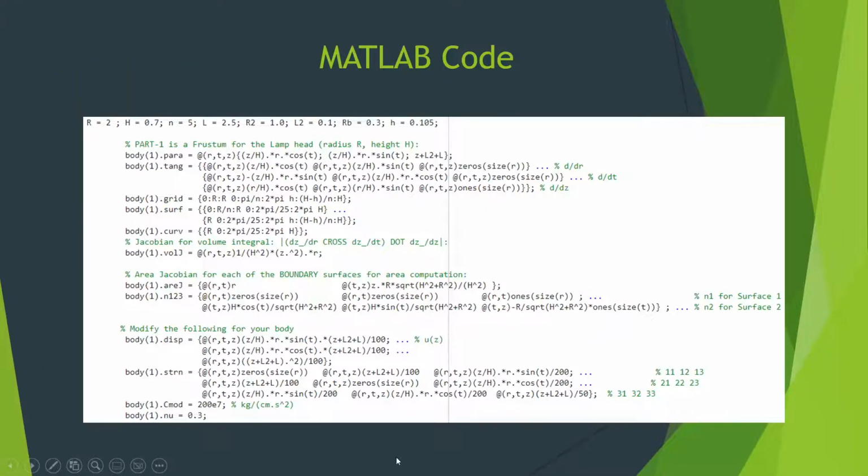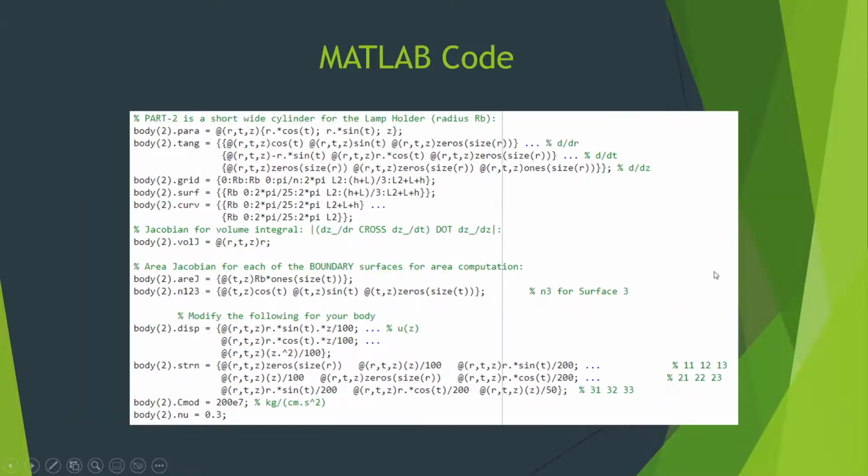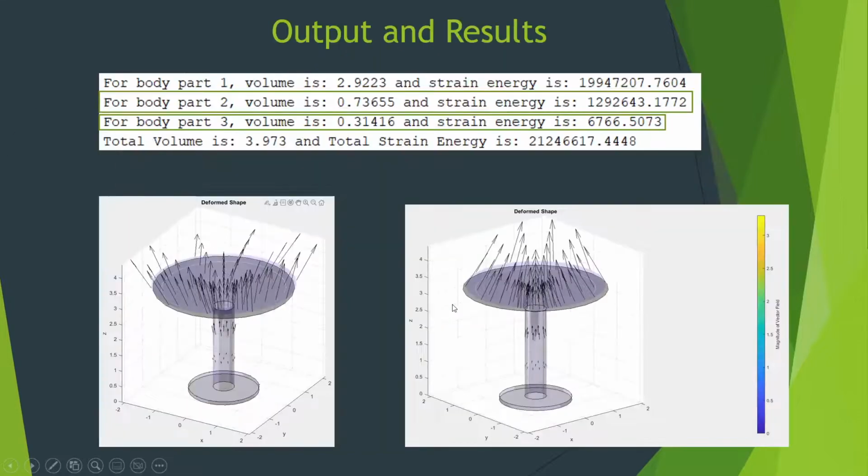So this is my MATLAB code, and the only new part is this part where we have to define the displacement vector field in terms of the body parameterization, the strain tensor field, the strain tensor in terms of the body parameterization, the Young's modulus, and my Poisson's ratio. Similarly, I've done the same for my second body and my third body.